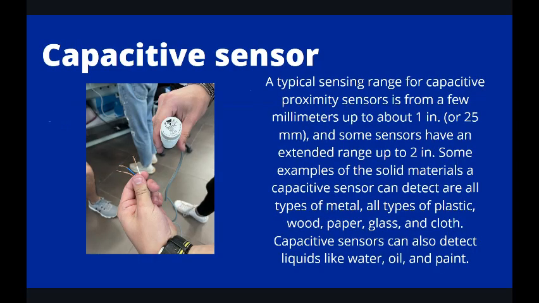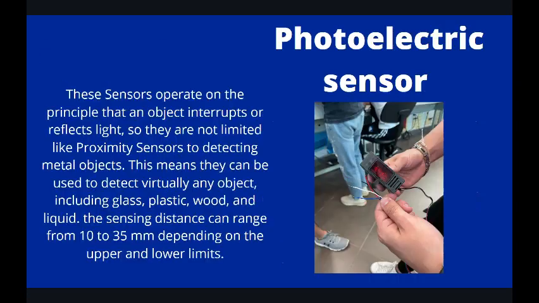A capacitive sensor. A typical sensing range for a capacitive proximity sensor is from a few millimeters up to about 1 inch. And some sensors have an extended range up to 2 inches. Some examples of the solid materials a capacitive sensor can detect are all types of metal, all types of plastic, wood, paper, glass, and cloth. Capacitive sensors can also detect liquids, water, oil, and paint.